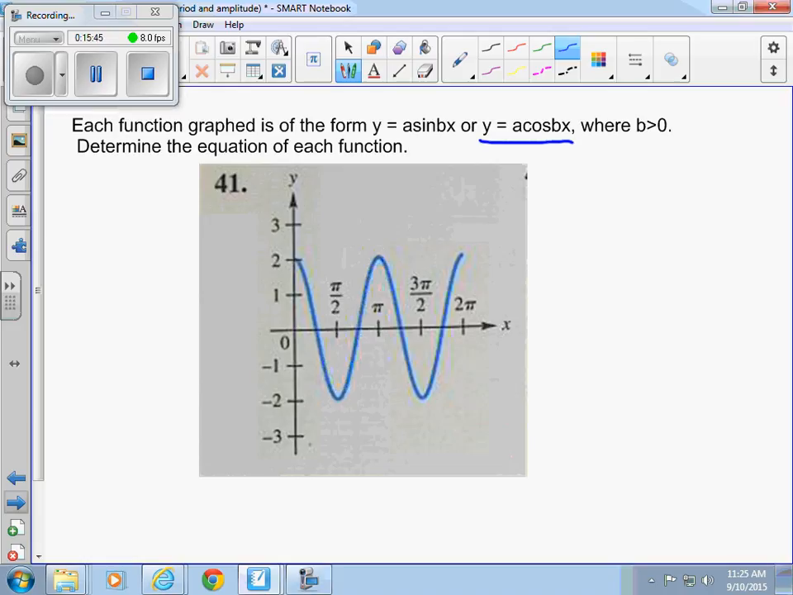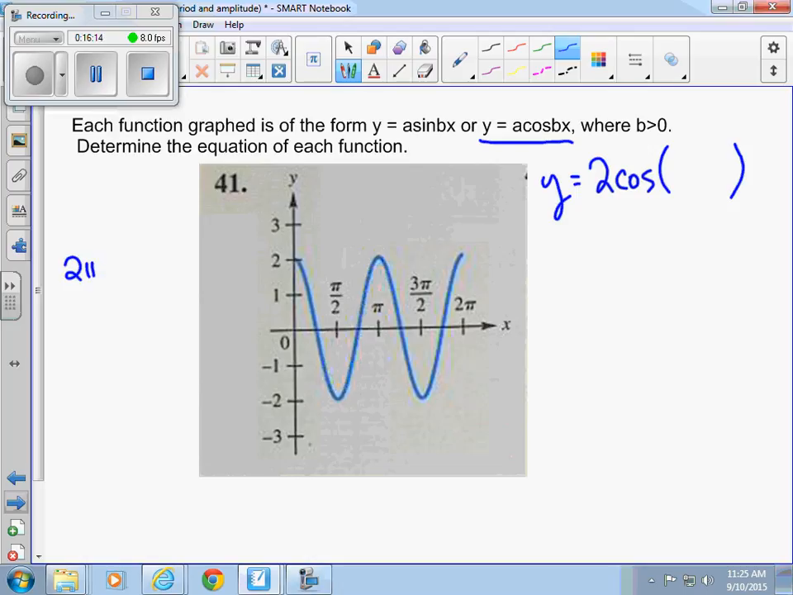What are some things that are pretty easy to pick out? The amplitude. And what is the amplitude? 2. Okay, so I know it's y equals 2 cosine of something. Is the period 2 pi? No, if it were 2 pi, then it'd just be cosine of x. But since the period is pi, I need to do a little work. Some of you can do this in your head, especially on this one, but just so you'll know for later, if it got complicated, how to do it.